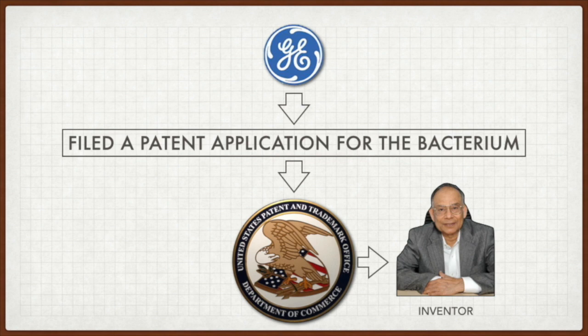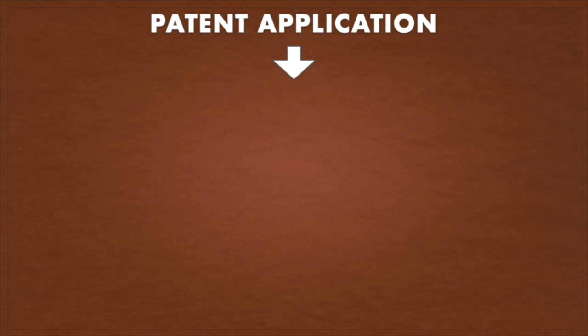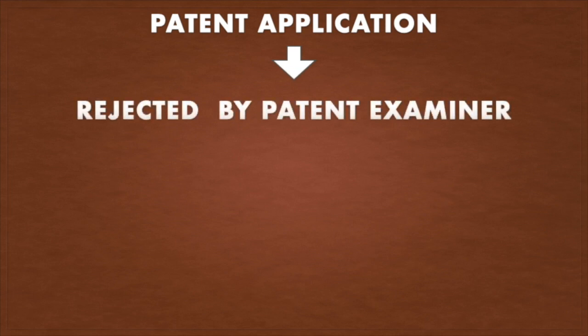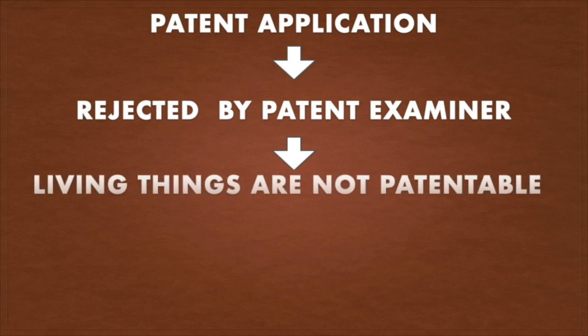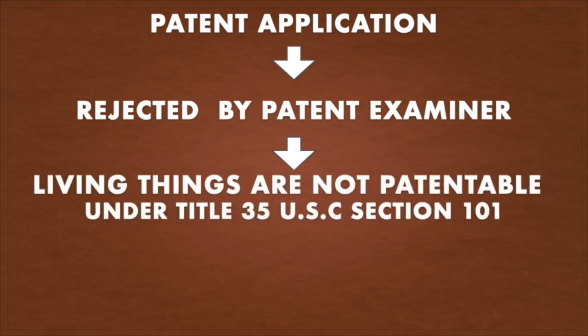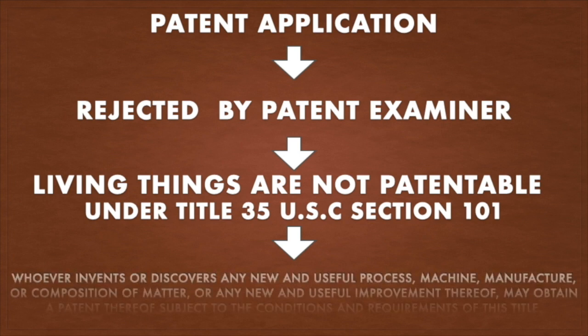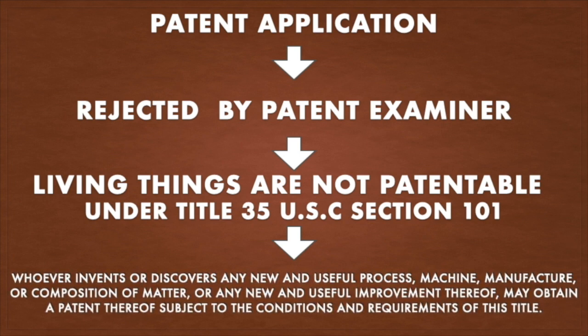When they filed the patent application, it was rejected by the patent examiner saying that living things are not patentable under Title 35 USC Section 101. So what does Title 35 USC Section 101 say? Whoever invents or discovers any new and useful process, machine, manufacture or composition of matter or any new and useful improvement thereof may obtain a patent thereof subject to the conditions and requirements of this title. That is what is mentioned in this particular section.